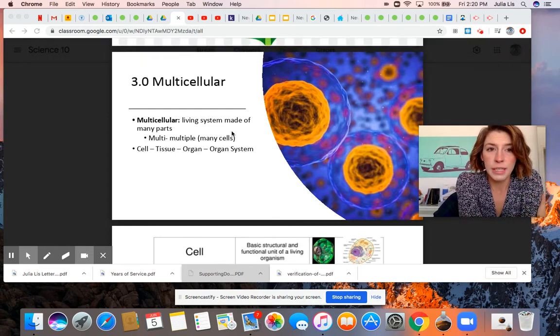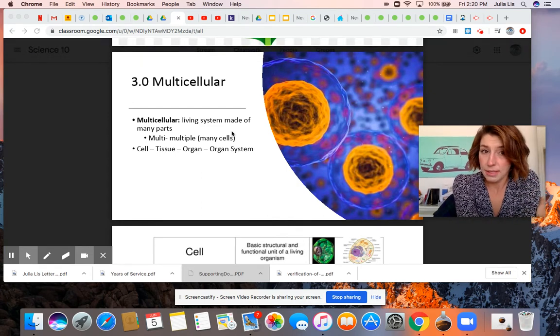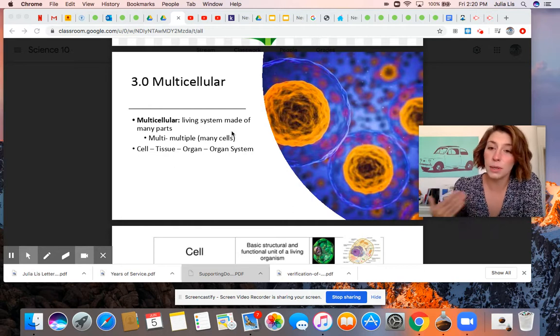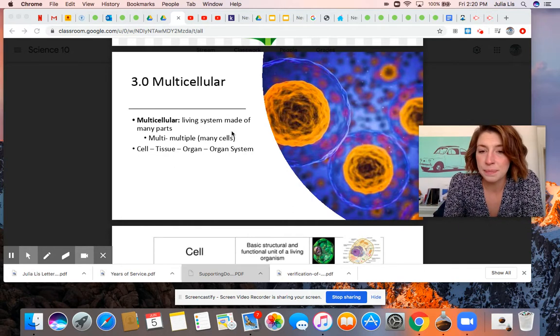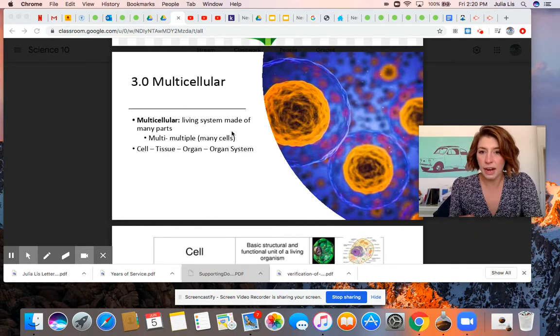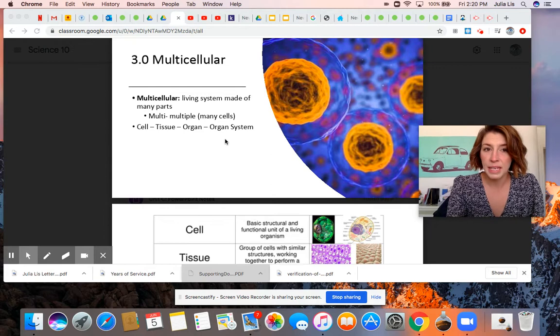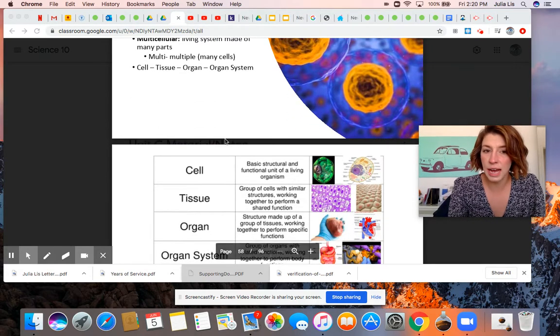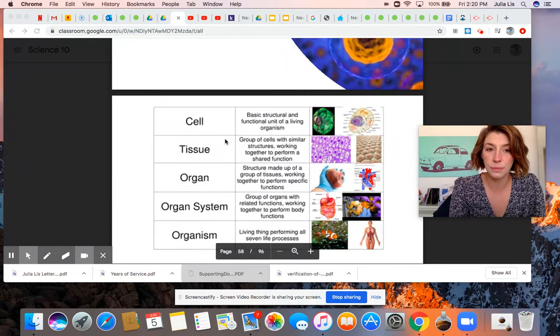Okay, guys, so we're going to look at plants and multicellular living systems. So, multicellular, multiple cells. You and I are multicellular organisms. And there is kind of a hierarchy or a structure to the complexity of organisms that we look at. And so, everything starts at the cellular level.